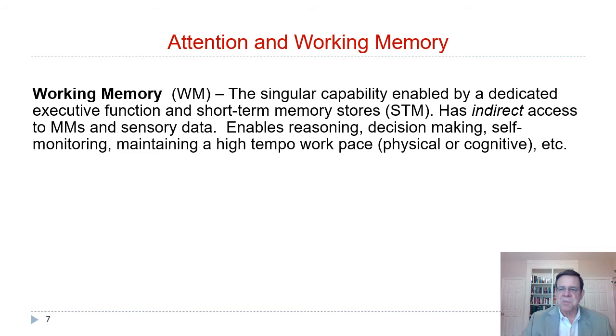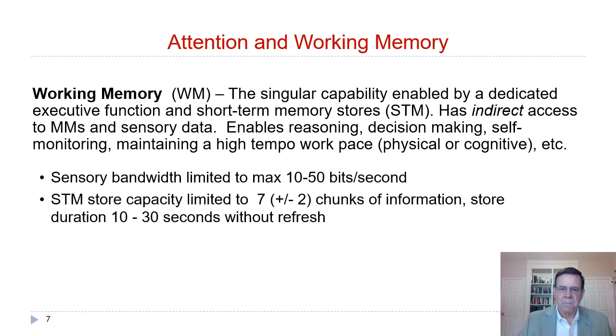Our conscious processing is realized by attention and working memory. That term working memory is unfortunate because that is our conscious processing. It's enabled by executive functions and relies on short-term memory stores. This is the thing that actually allows us to self-reflect, analyze, and check actions before we take them, or if we're working at a high tempo, it consumes working memory. So you can see all these things are competing for the same resource.